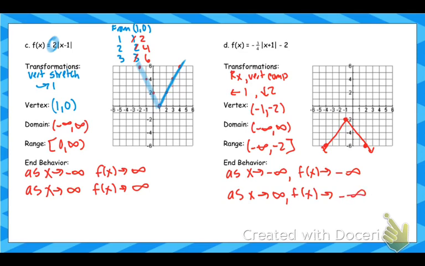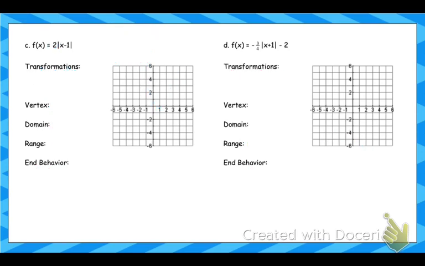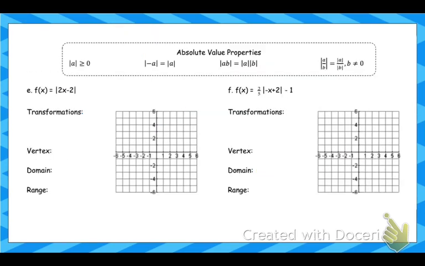So again, the process to graph this: find the vertex. The opposite sign of this is the x-coordinate. The sign of this is the y-coordinate. From that vertex, if there's a negative, it opens down. If there's a positive, it opens up. Whatever you have out here, that is the slope and how you're moving from the vertex.